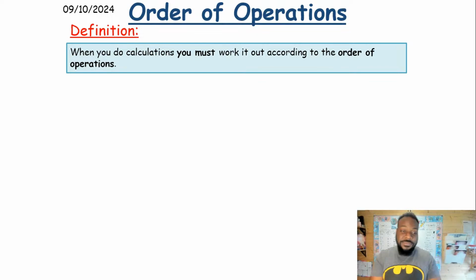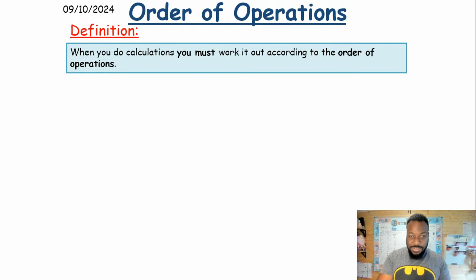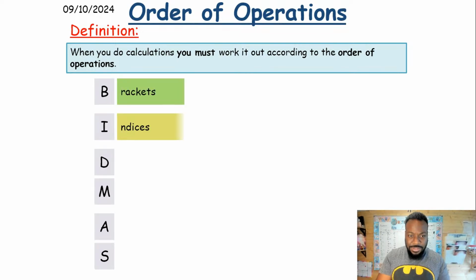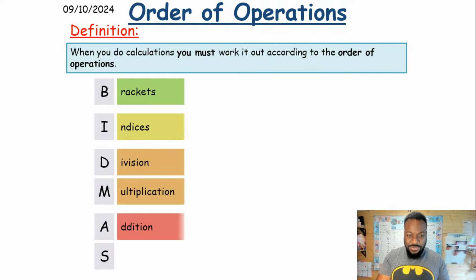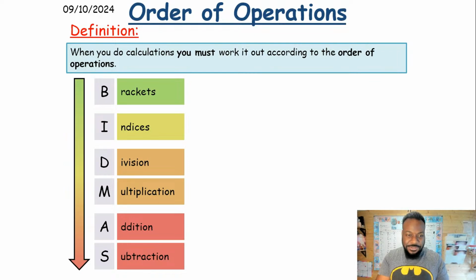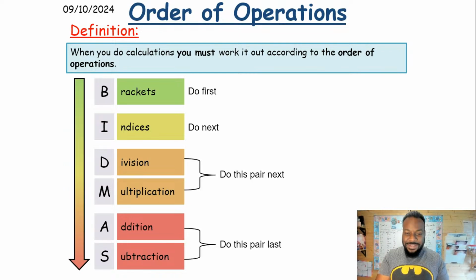Right. So let's go through here. There we go. Just a refresher with nice animations. Do first, do next. First pair, second pair.